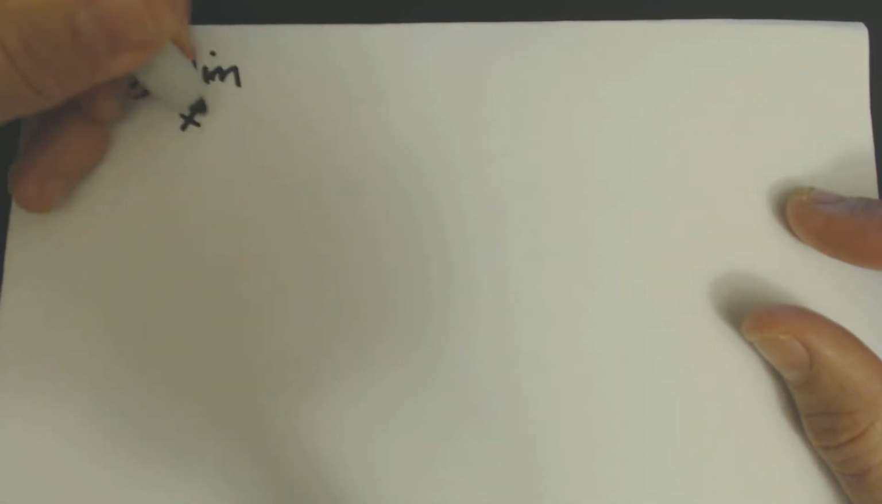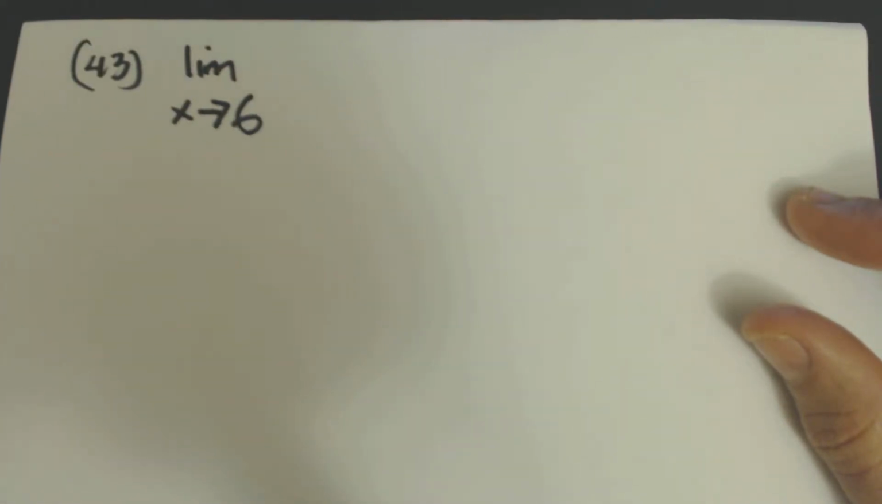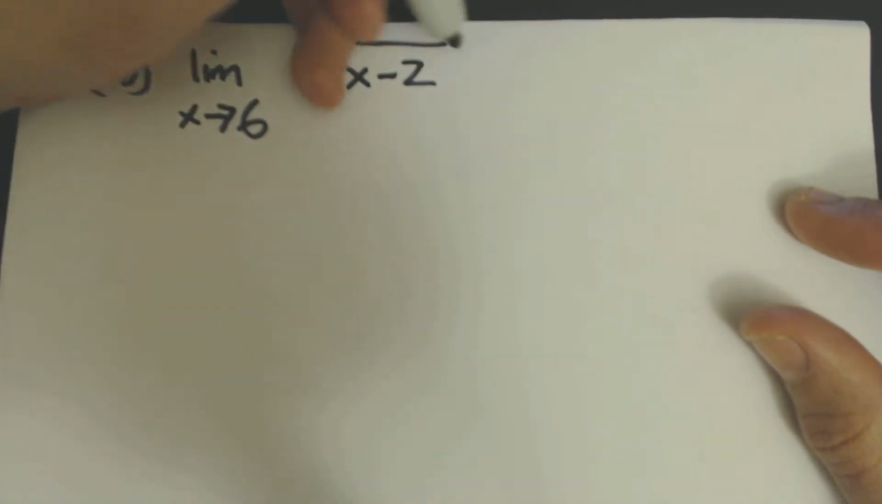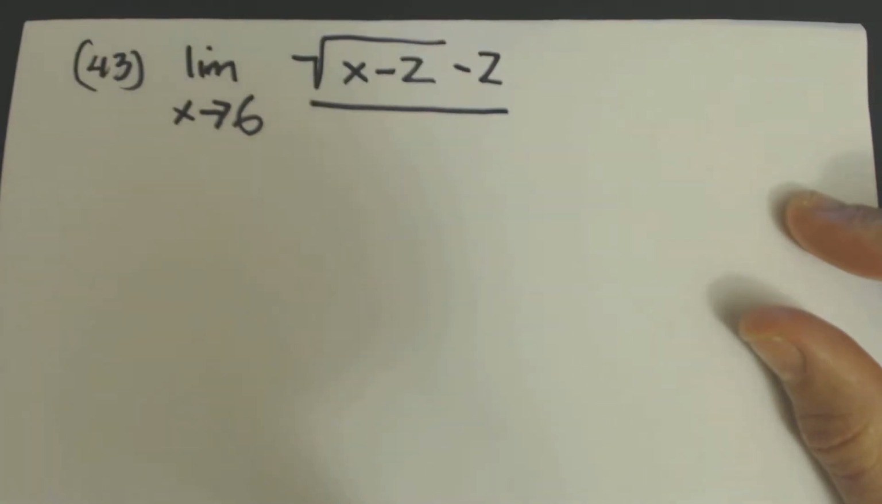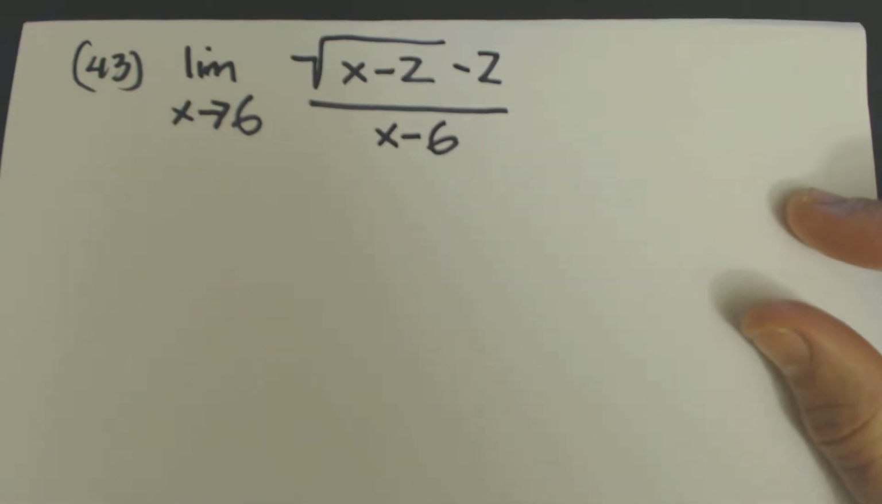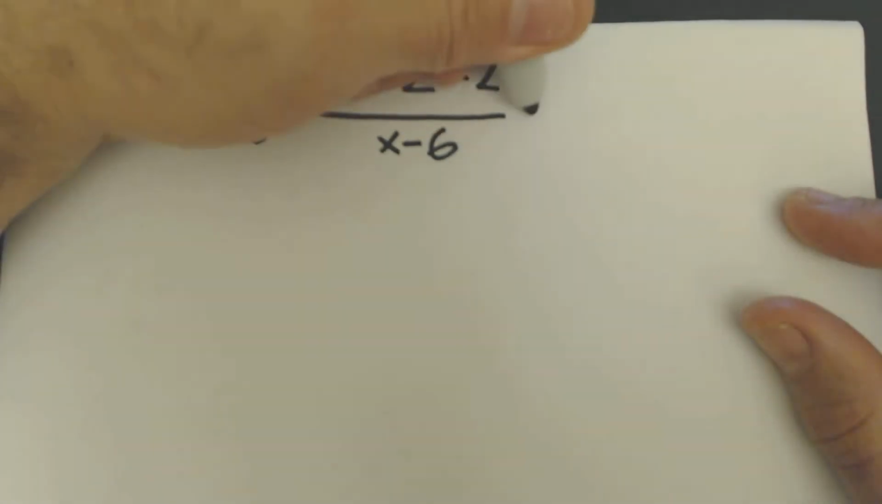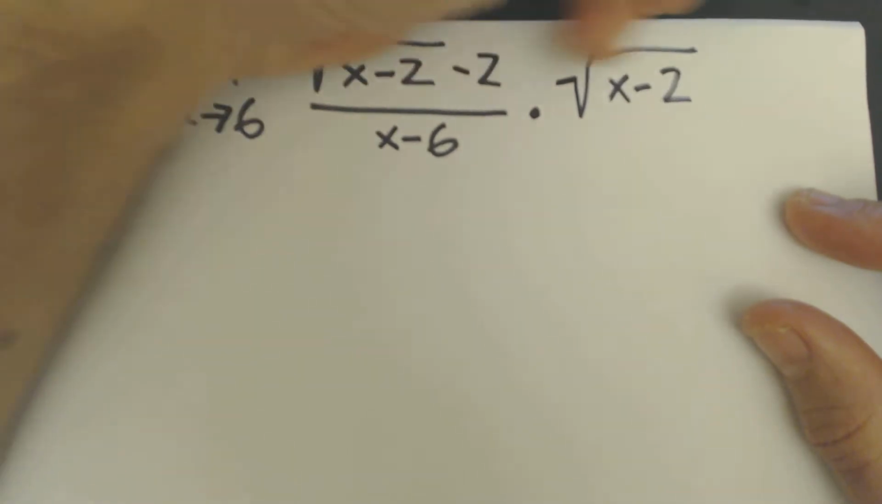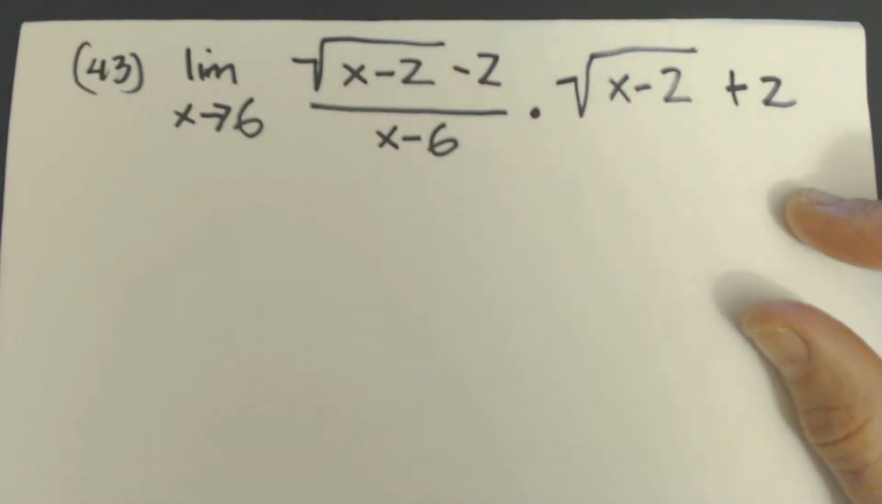We're going to find the limit as x approaches 6 of the square root of x minus 2, minus 2, over x minus 6. And the hint is we should first rationalize the numerator by multiplying both the numerator and denominator by the square root of x minus 2 plus 2.